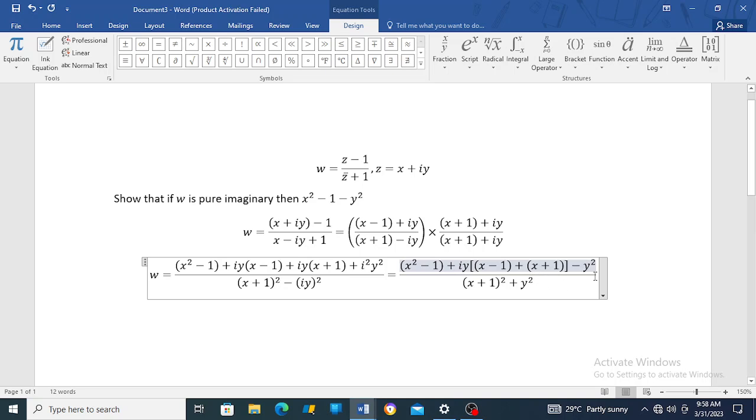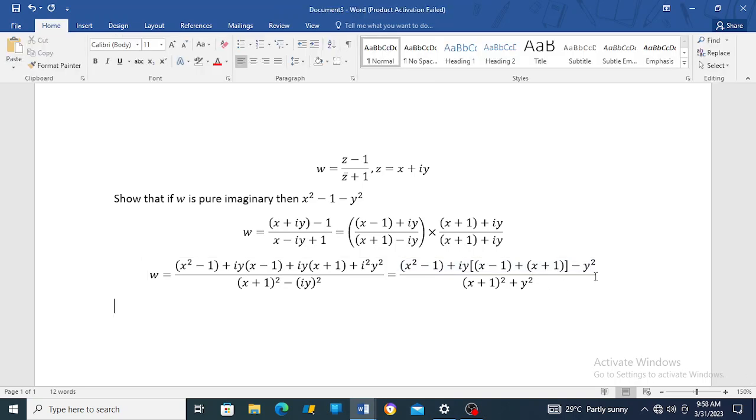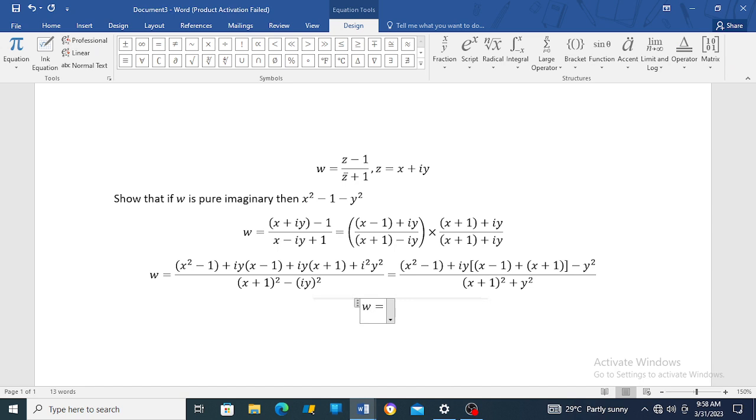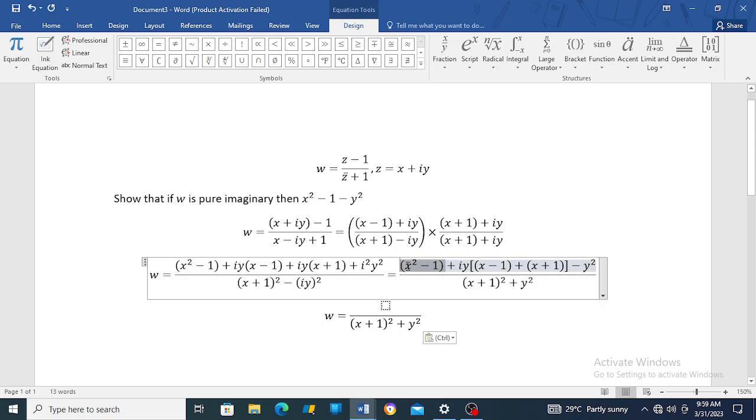-1. Alright, now we need to rewrite our complex number omega. So I'm going to just write the denominator. Then now let's simplify the numerator. I'm going to group the terms together.